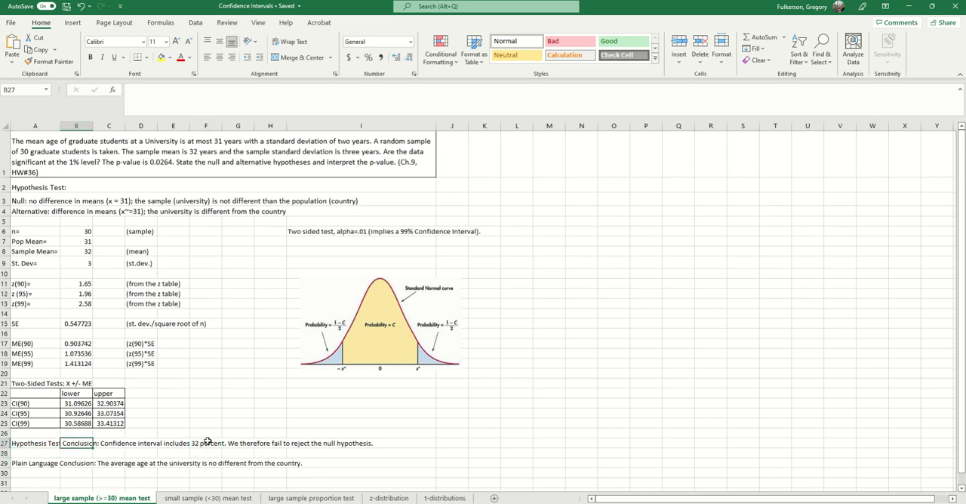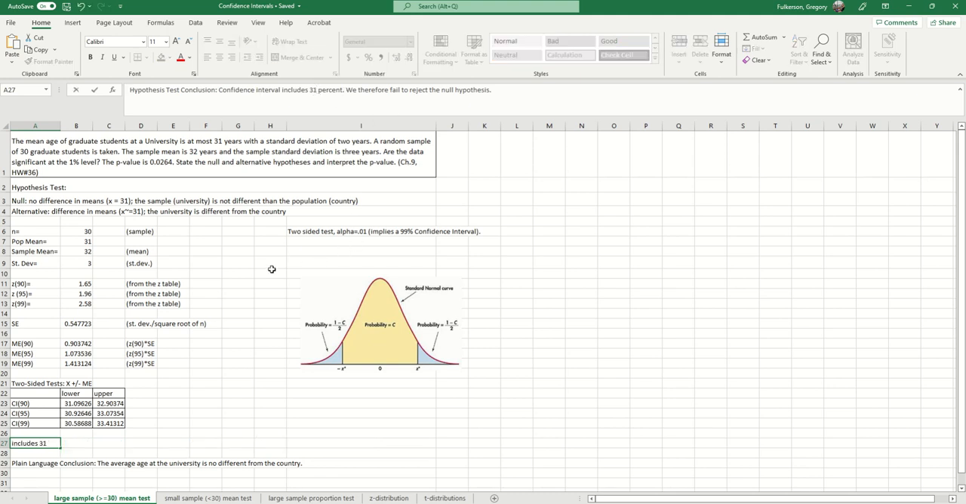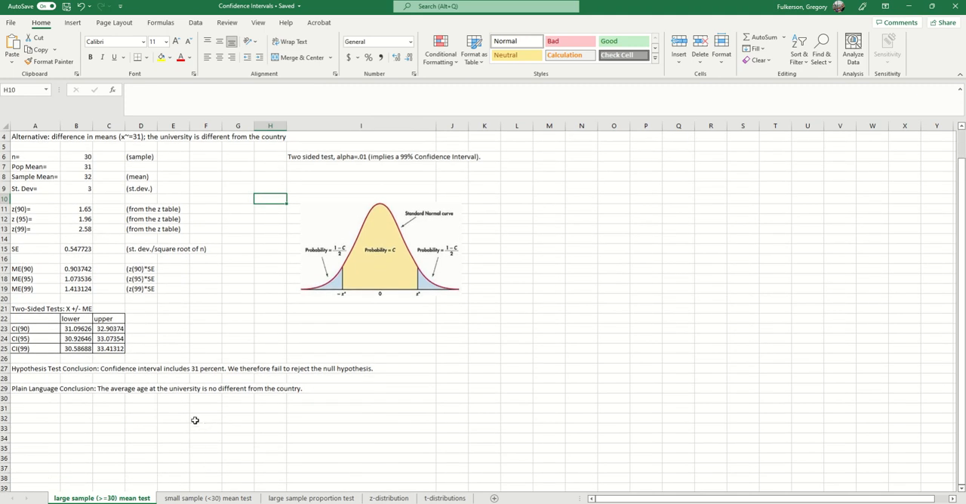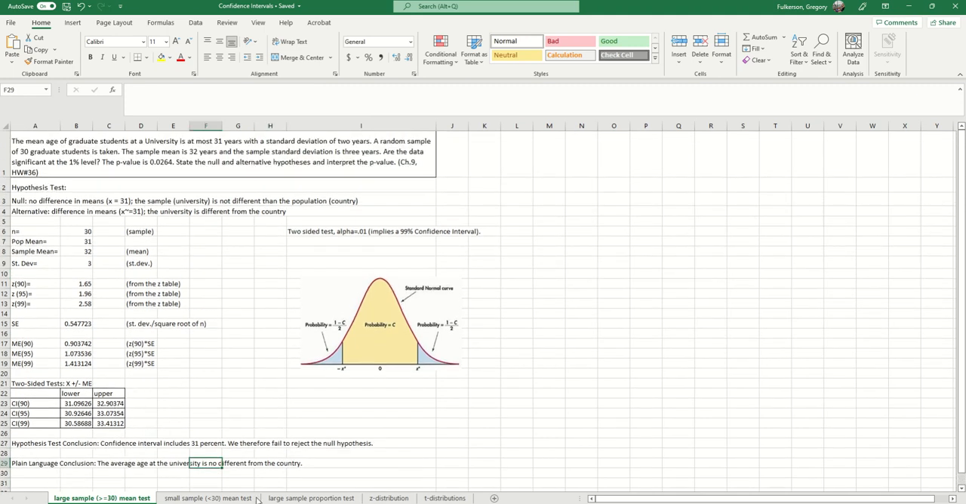In most cases, we fail to reject the null. And that should say the population is 31, not 32. All right, so let's fix that. There we go. Plain language, the average age at the university is no different from the rest of the country. All right, so that's a one sample kind of hypothesis test.